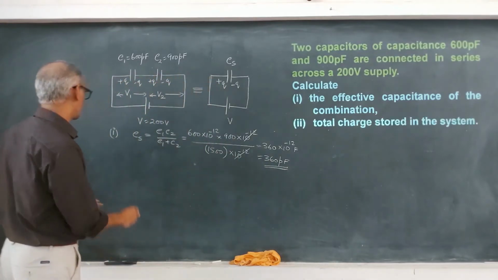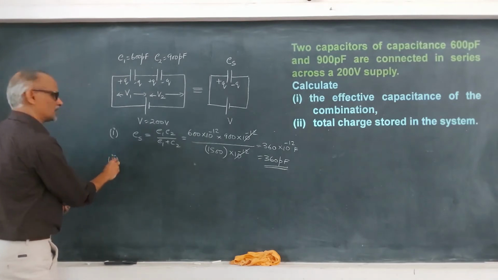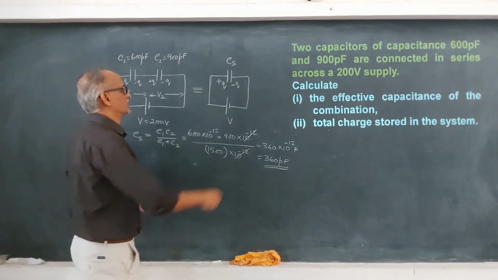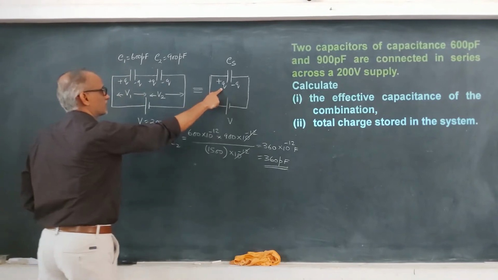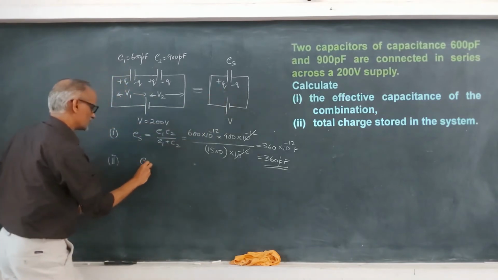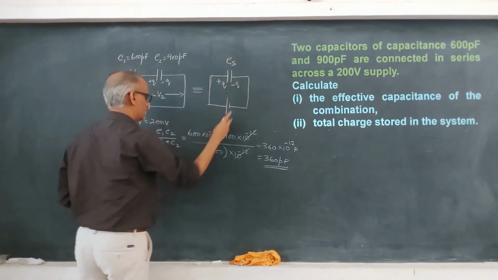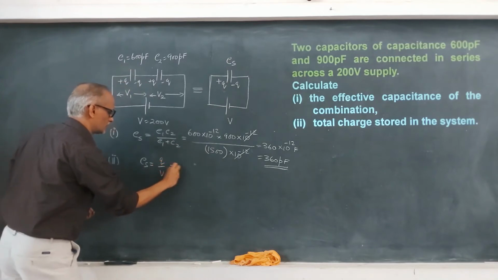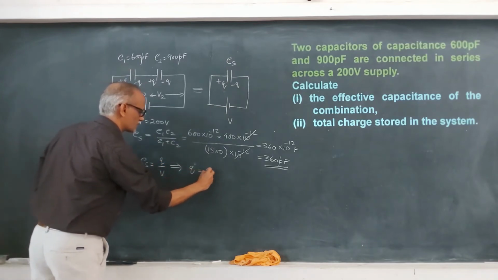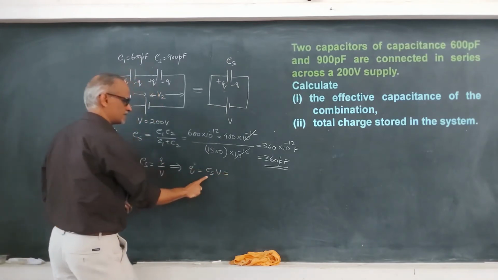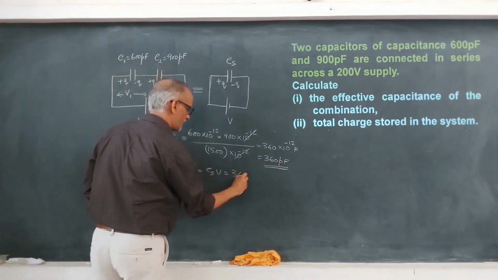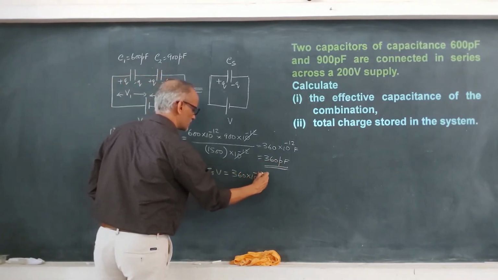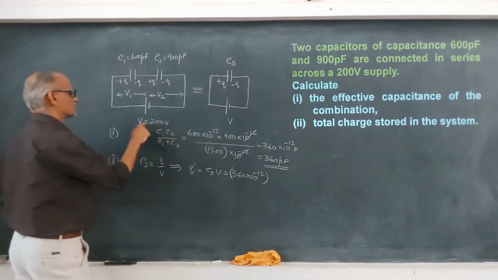Let's go for the second option: the total charge stored in the system. See, total charge stored in the system is nothing but Q. So CS is equal to Q by V. From this I can find Q: Q is equal to CS into V. CS is here 360 pico, 10 to the power minus 12, into V. V is 200 here.